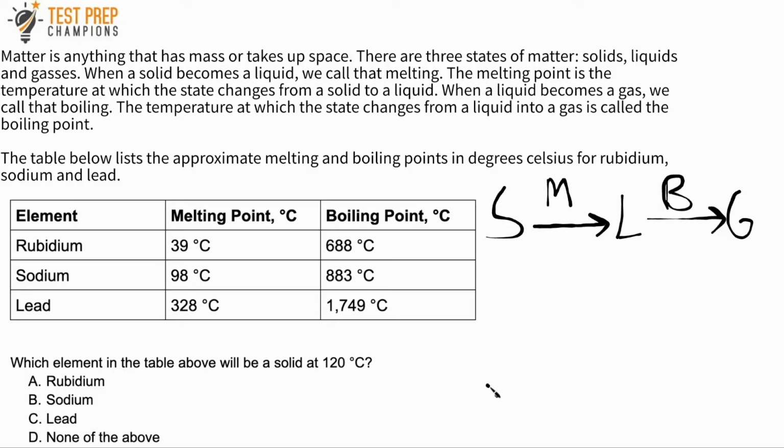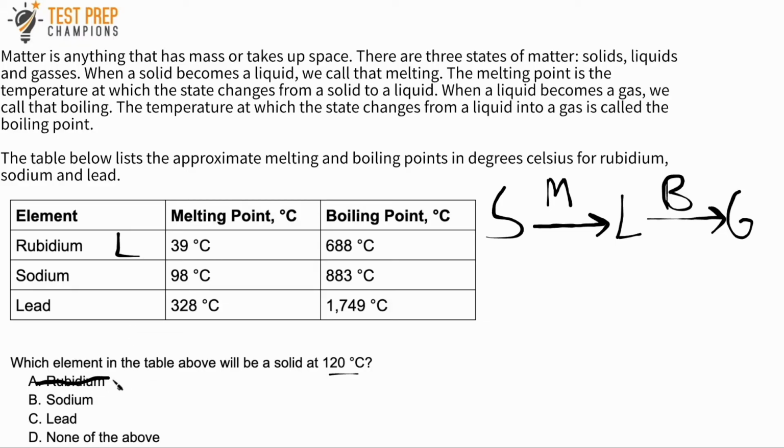So at 120 degrees, is rubidium going to be a solid, a liquid, or a gas? Well, we know that the melting point for rubidium is 39 degrees. So at 120 degrees, rubidium is going to be a liquid. Now the reason is because we know that it's going to melt at 39 degrees and become a liquid, but it's not going to become a gas until 688 degrees. So rubidium is going to be a liquid, and since we're looking for which element is going to be a solid at 120 degrees, we can eliminate answer choice A.